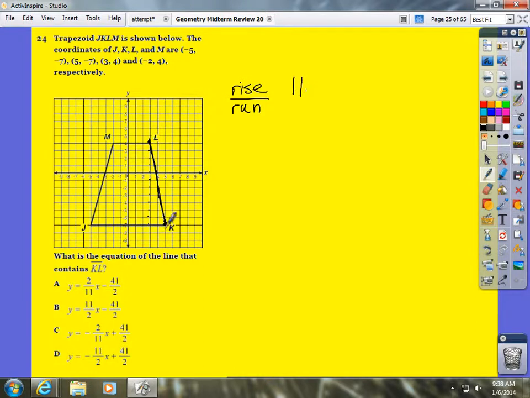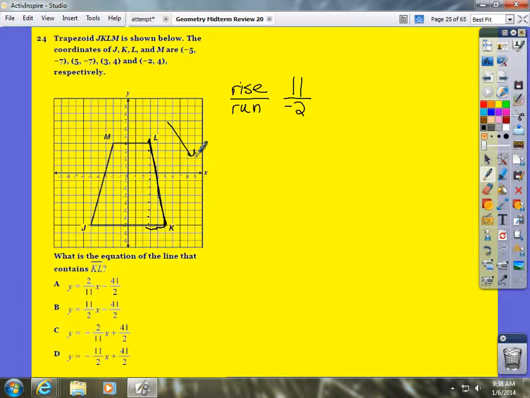My run is actually negative 2, because I'm going from K to L, so I'm actually going backwards. Negative 2. And if you'll notice, the line goes down, so it's going to be a negative. Now, we want to see a negative 11 over 2 as the slope, which means it's in front of the x.